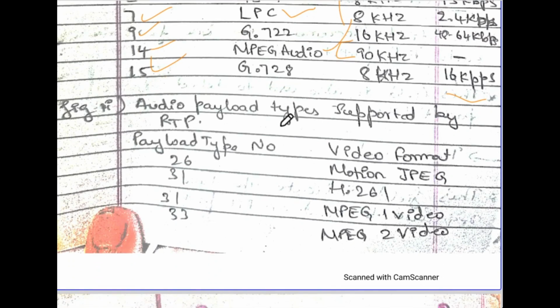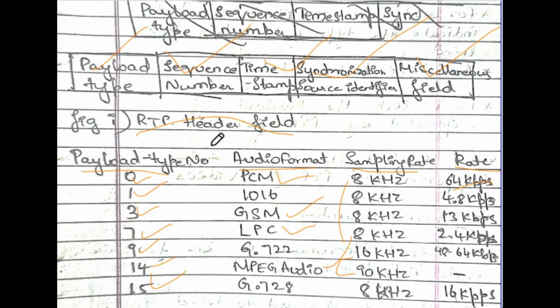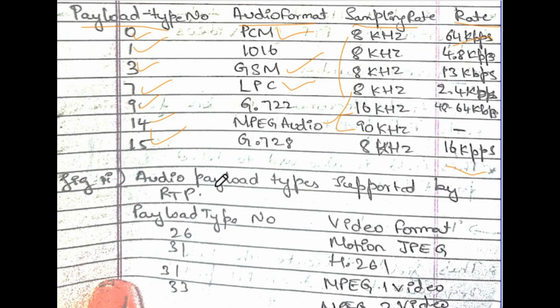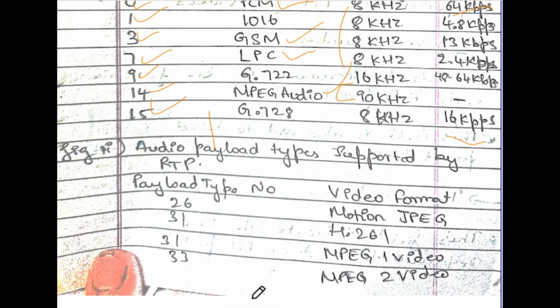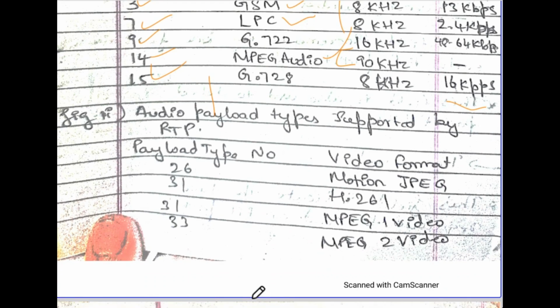Like audio payload types supported by RTP. This is the audio payload type. So this is the header field: audio payload type supported by RTP. Similarly, video payload types supported by RTP.